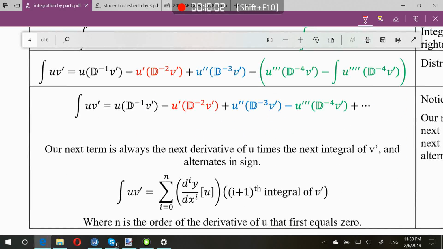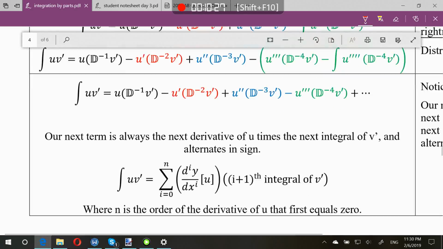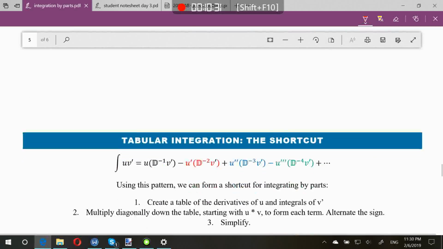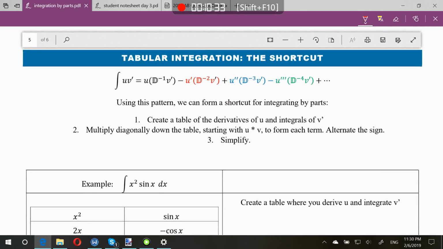Okay, if I wanted to write this as a sequence, my infinite sequence would look something like this. Okay, I also alternate in sign. So my first term will be positive, second term will be negative, third term will be positive, fourth term will be negative. Okay, so with that pattern, we can create a shortcut, which we'll call tabular integration, which will look like this.